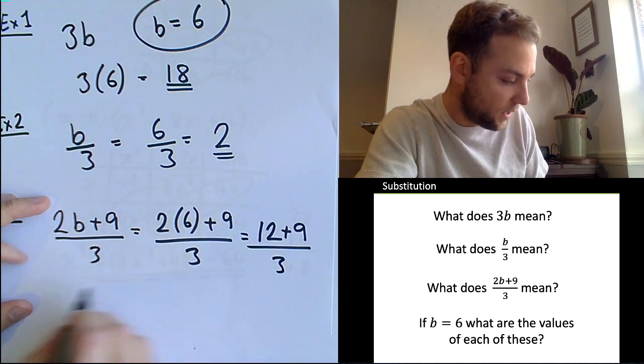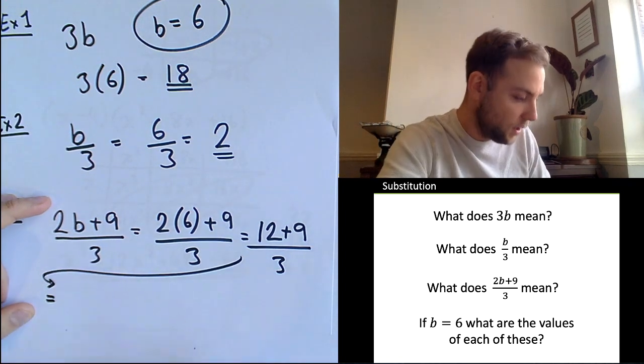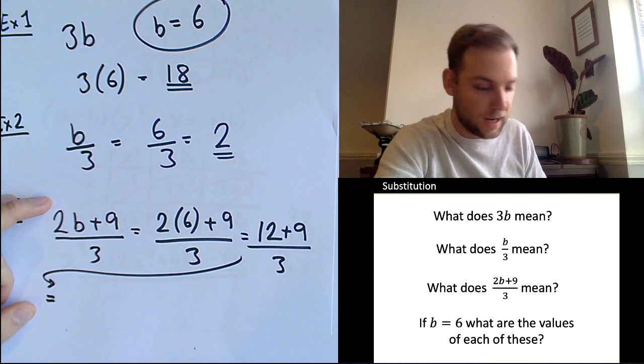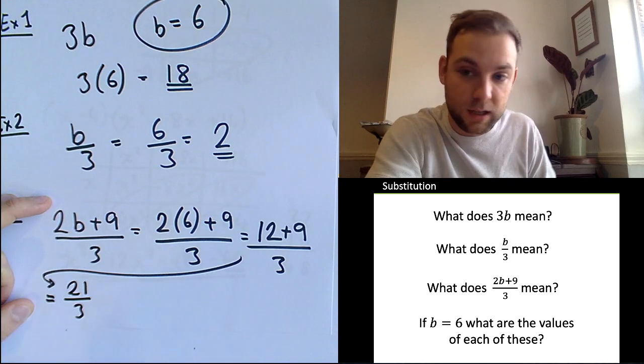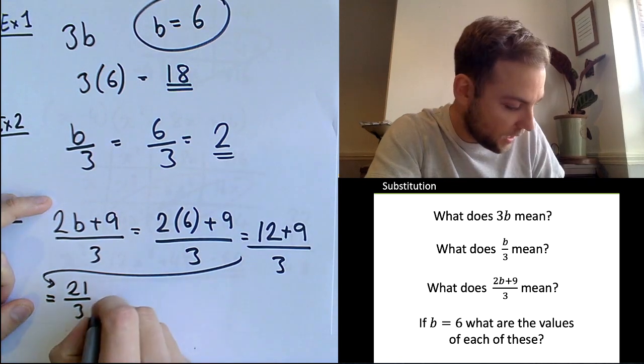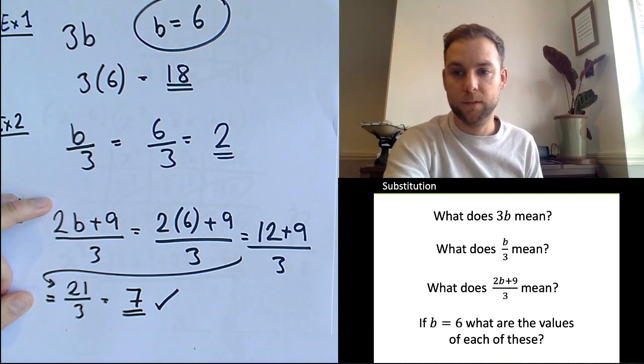And then I'm going to go over here now. So then I'm going to do 12 plus 9. So 12 plus 9 is equal to 21 divided by 3. And 21 divided by 3 is 7. So that's that question done.